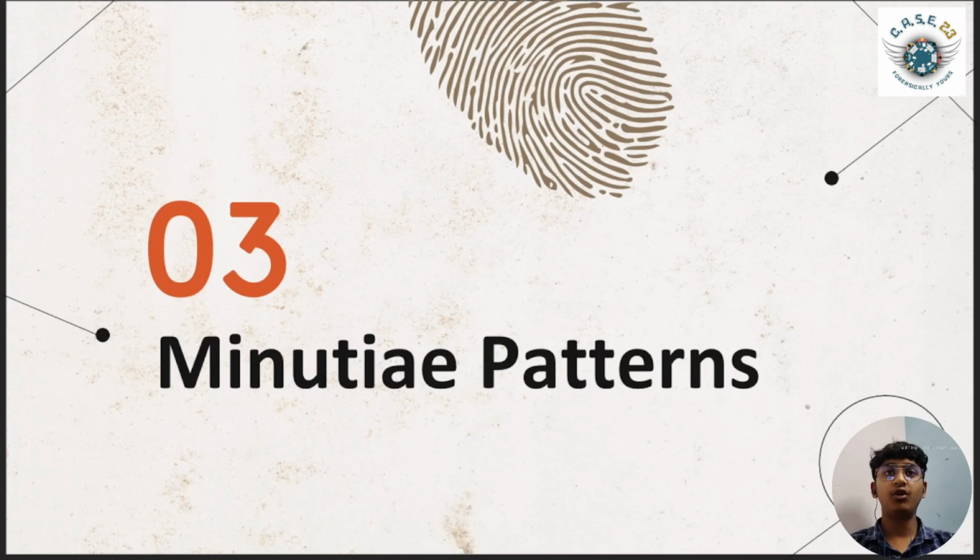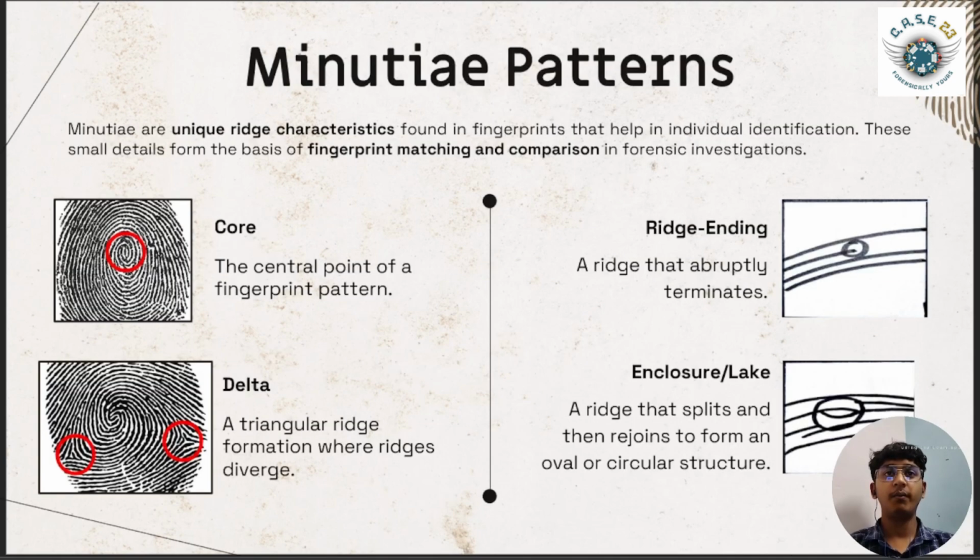So now that we know how fingerprints are developed, let's talk about what actually makes them unique. They are minutiae patterns. Minutiae are the tiny ridge characteristics in a fingerprint that help forensic experts identify individuals. These patterns are like hidden codes in our fingerprints, making each one different from the rest. Now let's go through some of the key minutiae types.